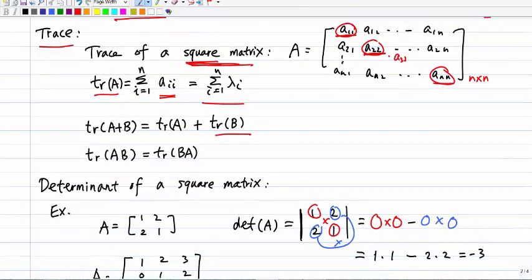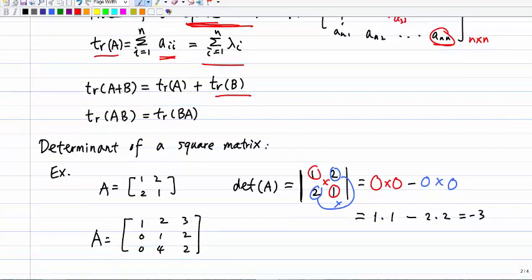Okay, the determinant of a square matrix. This is a little bit complicated. The determinant is defined for a square matrix, which has the same number of rows and columns. It is derived first from the 2 by 2 case, then we go on to the 3 by 3, and so on and so forth. The determinant of a 2 by 2 matrix, notation-wise, is written by removing the brackets and putting two vertical lines instead. That means the determinant.